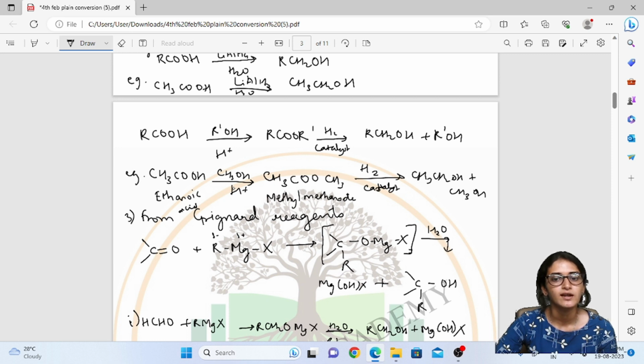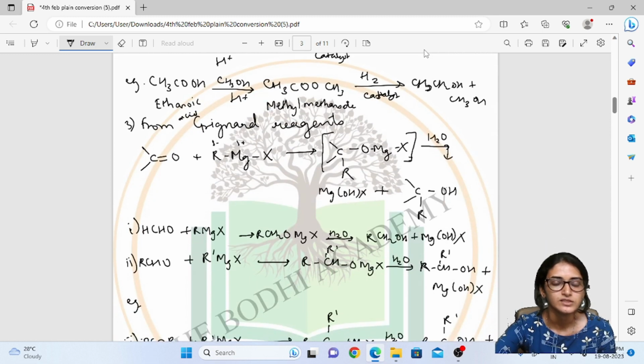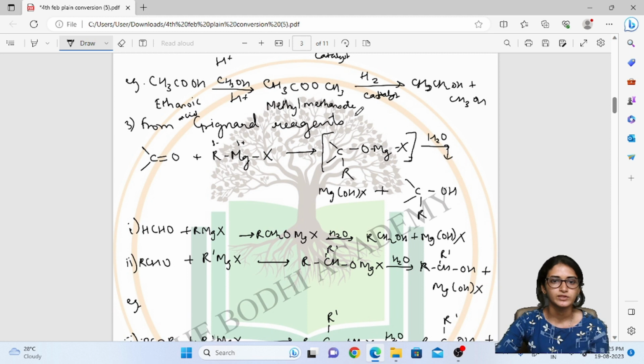Same groups are there, so there is no need to check which group has more carbon atoms and which has fewer. Then in the presence of a catalyst it will give us alcohol. This alcohol is ethanol and we will get methanol. So this is about the preparation from carbonyl compounds. Now next is from Grignard reagent.